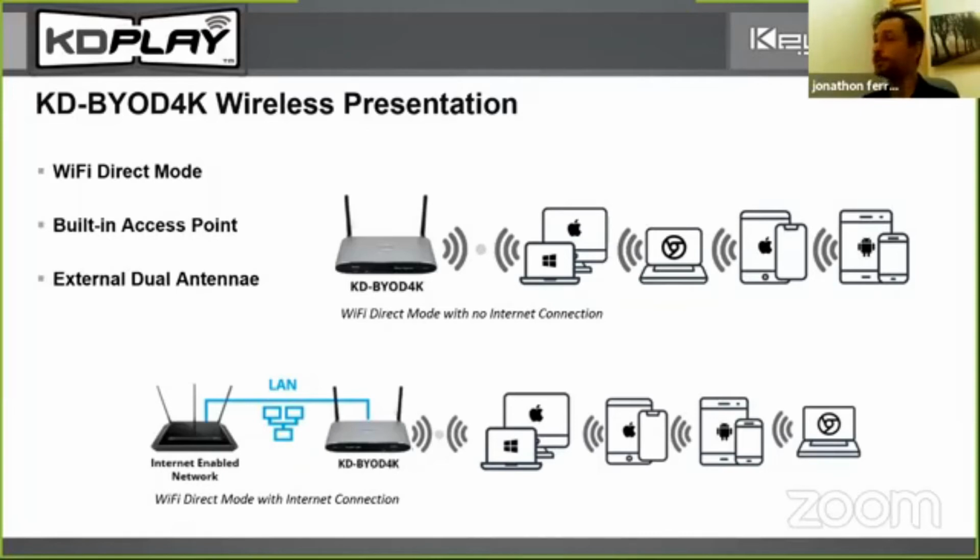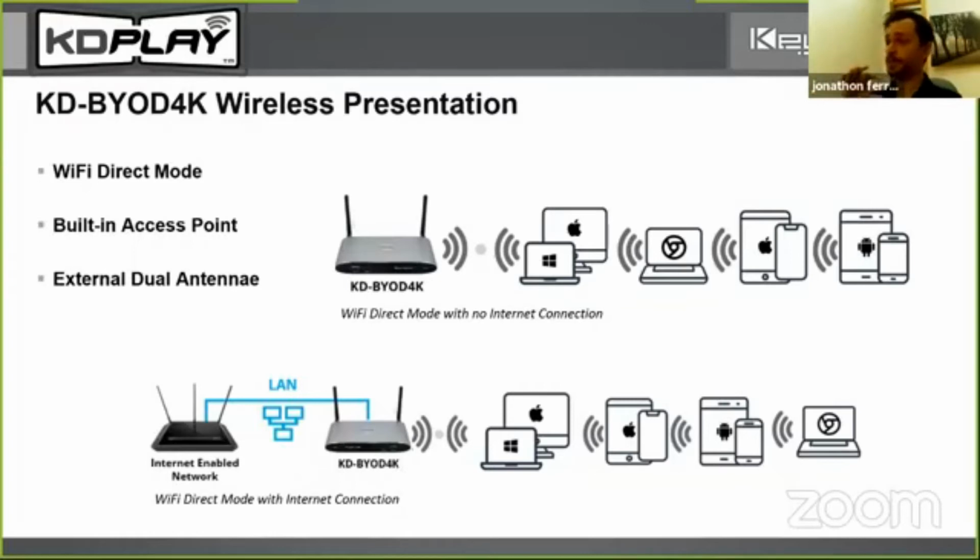BYOD 4K has 2 different network modes. There is Wi-Fi direct mode. This is out of the box, the default setting, where BYOD 4K will be its own wireless access point. And this enables you to get this unit installed in 5 minutes. All you got to do is connect your HDMI to the monitor or projector and join the Wi-Fi network of the BYOD 4K. And you'll be able to begin casting.